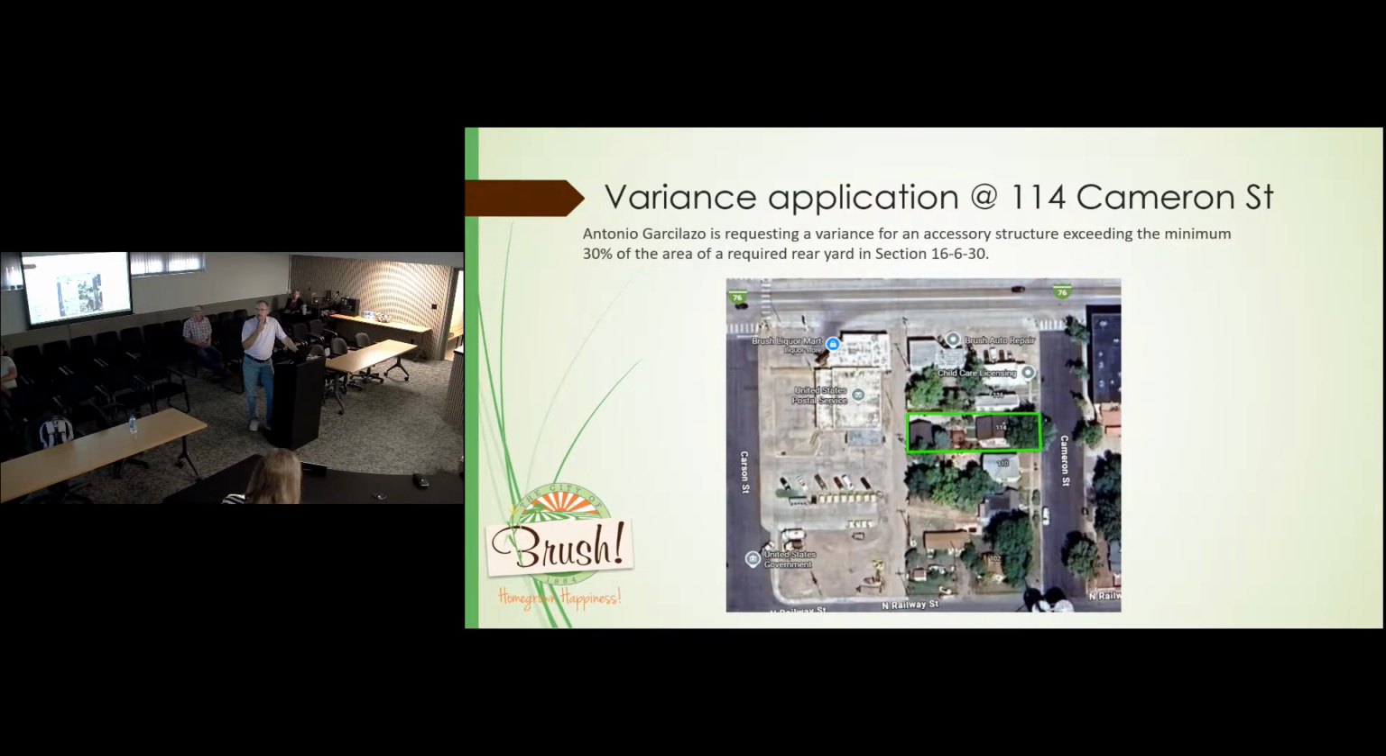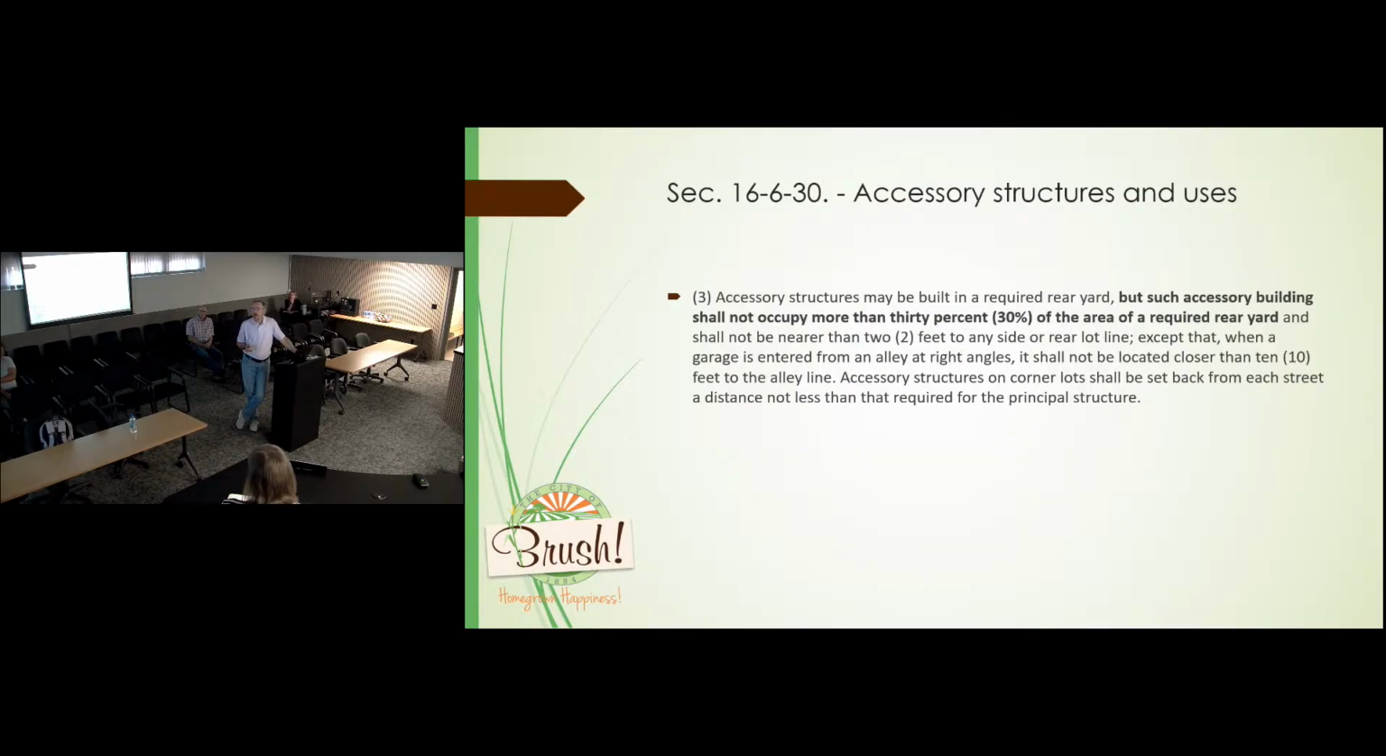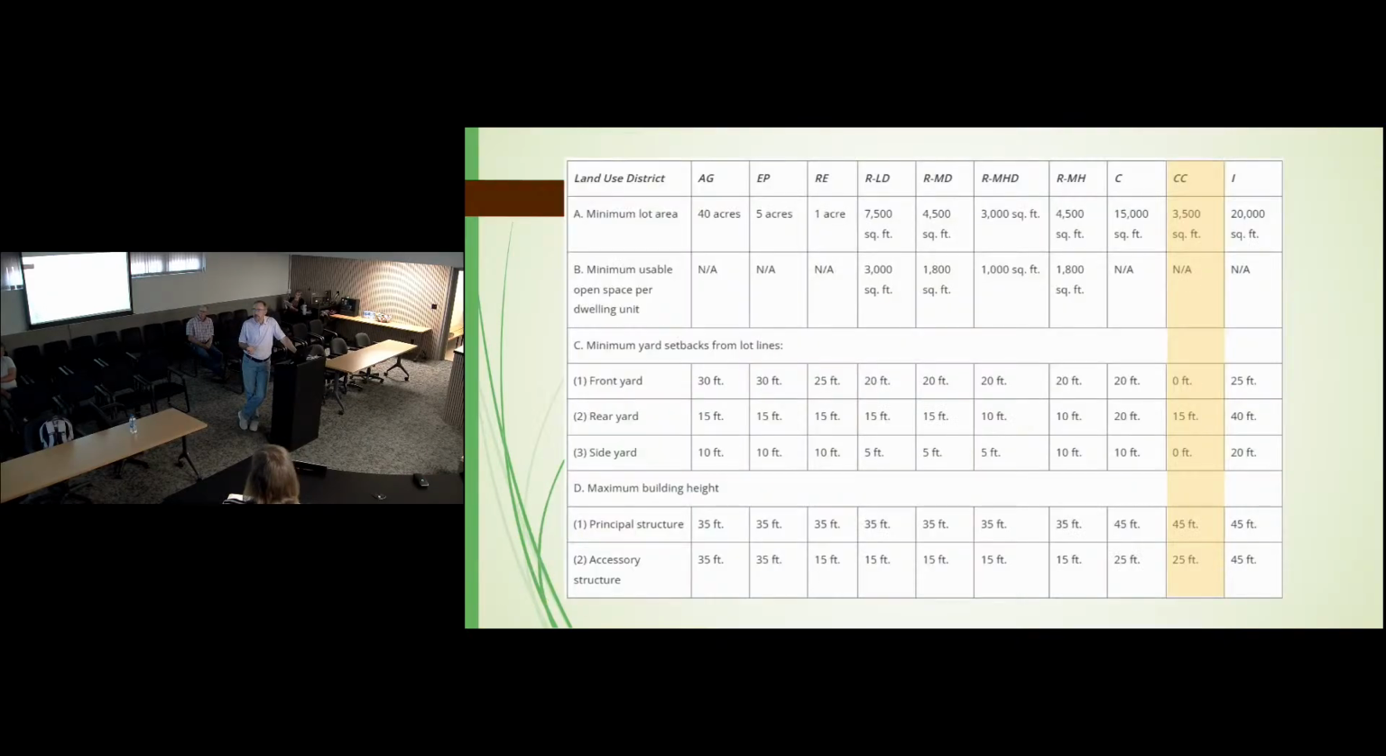So the variance application on 114 Cameron Street is a variance for an accessory structure exceeding the minimum 30% of the area that's required within a rear yard of a property. This is the code reference there. It states it in bold there. An accessory structure, building or buildings, is how we have interpreted that internally. Shall not occupy more than 30% of the backyard, you could say, or the rear area.